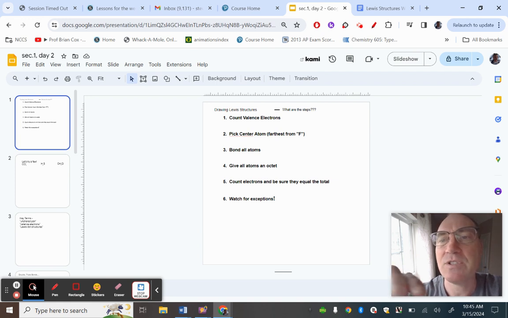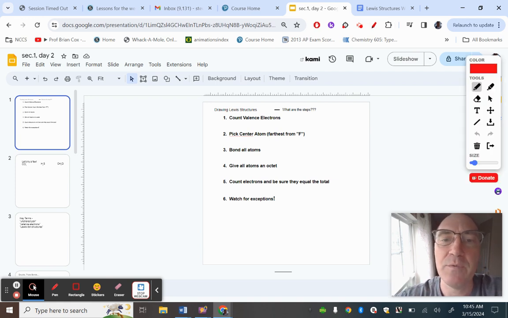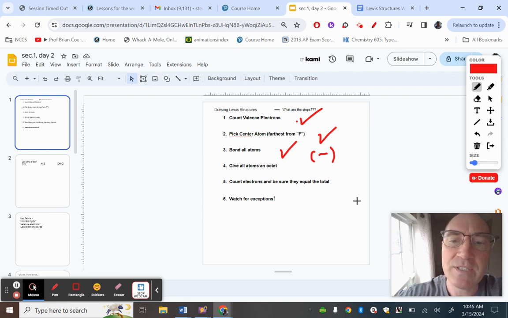So the steps, I'll just show you these steps and we'll talk about them. First off, you're going to count valence. You're going to pick the center atom. You're going to bond all the atoms. Typically, what we do for a bond is we draw little lines. A line represents the sharing of two electrons, or a covalent bond. And then everybody always has to have an octet until they don't, when there are exceptions. We'll learn all those. And then you're going to count electrons and make sure they're equal.